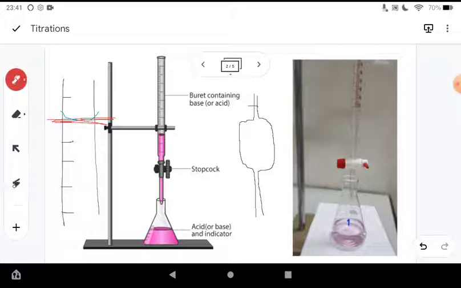The other thing to bear in mind is if I'm looking at it from up here, as I look down, I am going to be reading from up here, not down here. So even if I look at the meniscus, it's going to end up looking like it's up here somewhere. I therefore need to make sure that when I read this, I do it from eye level so that I get the bottom of the meniscus exactly. All right, and once I've done that, I have got what's called a rough titration.